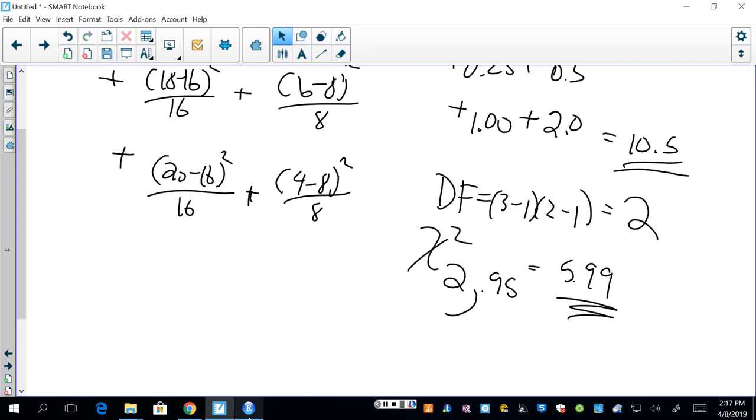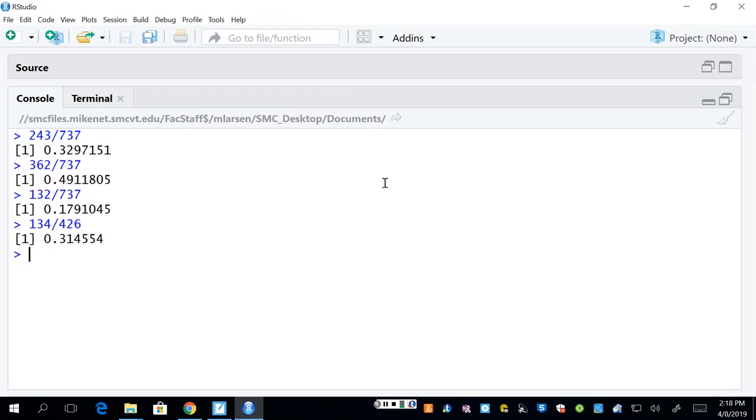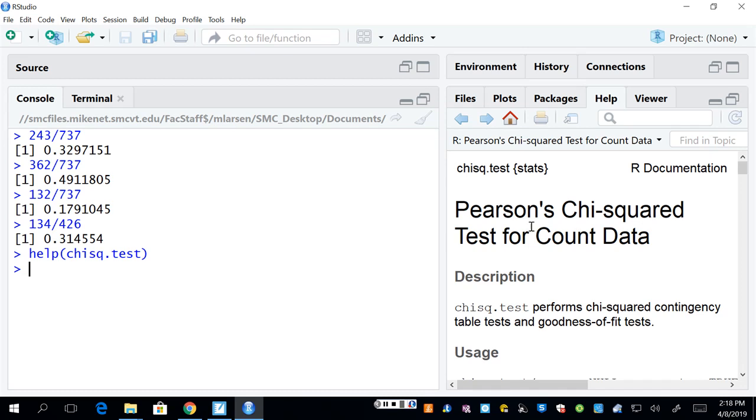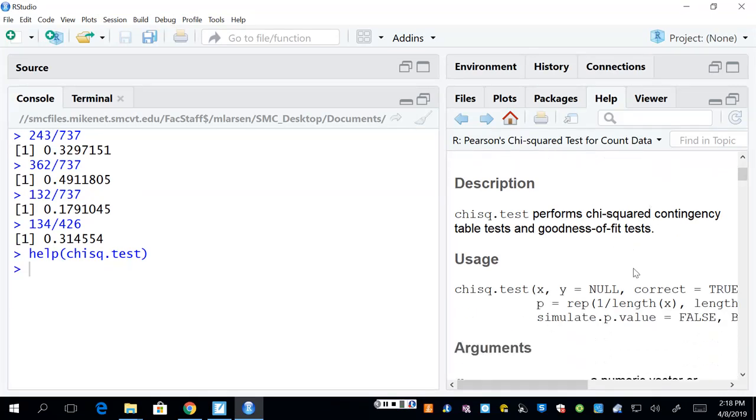Let's check it out in R. There's a chisq.test command. This is named after Karl Pearson, or there are a couple of Pearsons who set up biometric societies in England and described these tests and applied them to different data. This chi-square test is also called the goodness of fit test.